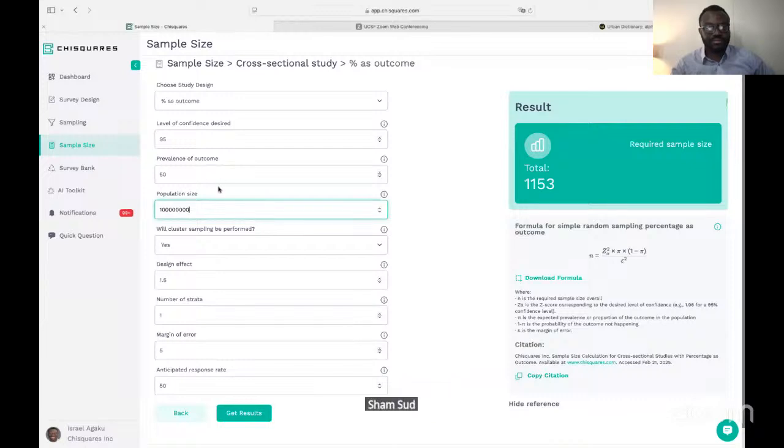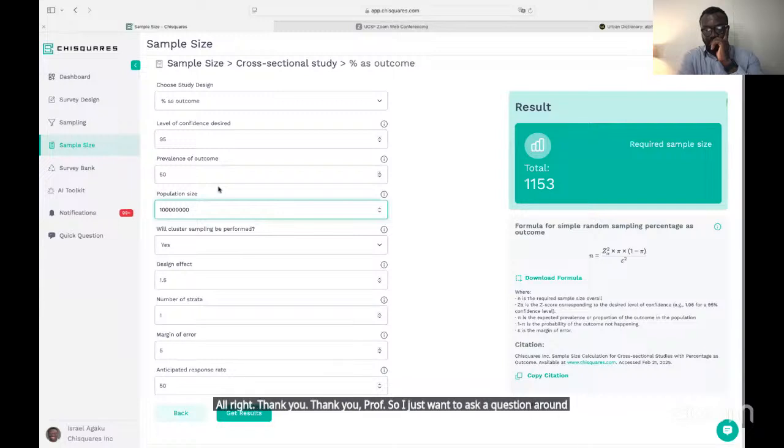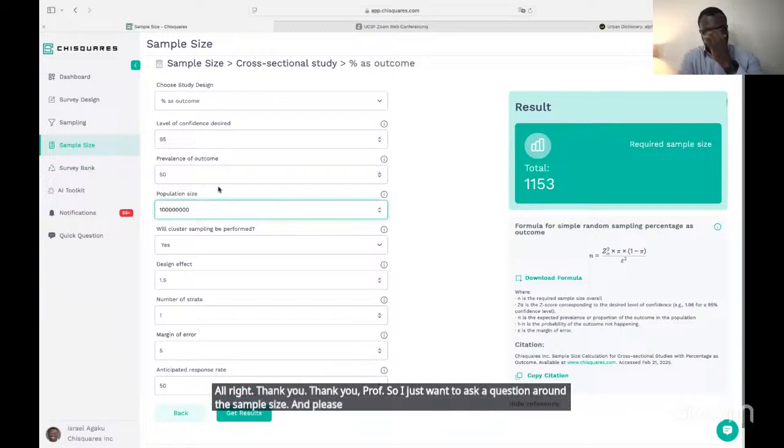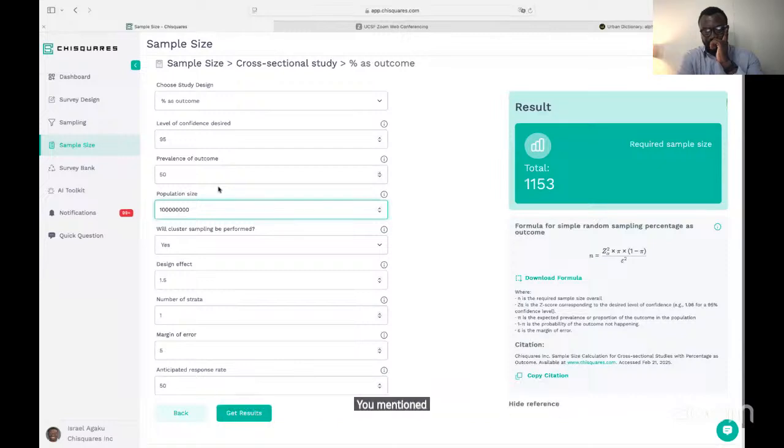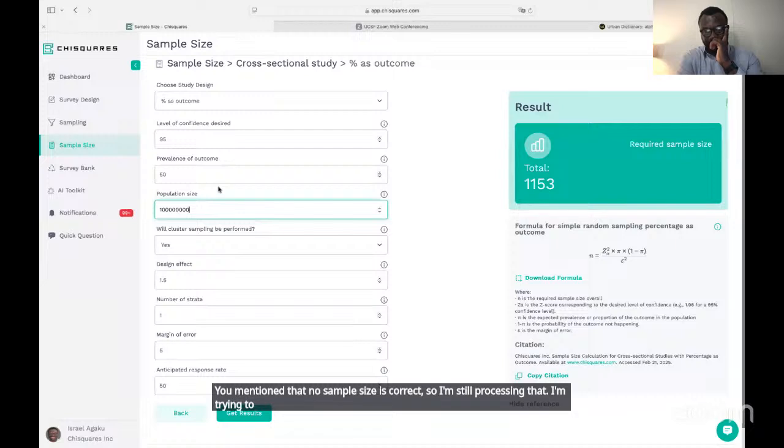Shamsuddin. All right, thank you. Thank you, Prof. I just want to ask a question around the sample size. Please correct me if I didn't hear you correctly. You mentioned that no sample size is correct, so I'm still processing that. I'm trying to internalize that, and it begs the question: if all sample sizes are not correct, why then do we have to calculate the sample size that we want to use?